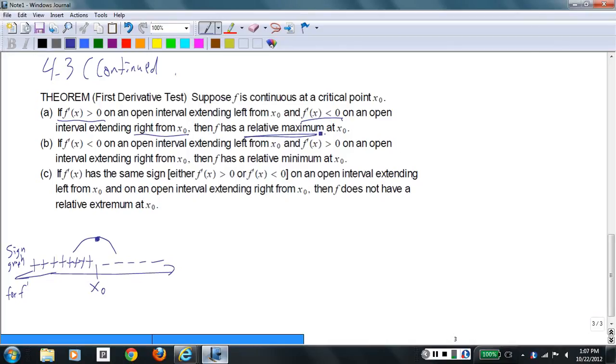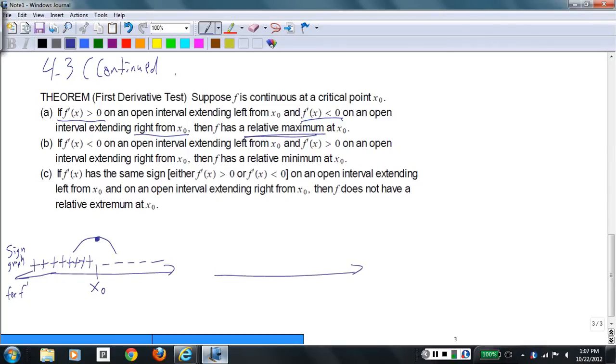That seemed to make sense as far as the picture goes. Now, we'd like to be able to apply the first derivative test even if we don't have the picture in front of us. We just know that it's continuous at that critical point, and the derivative is positive to the left, negative to the right, then we can see this point is at the top of a hill.